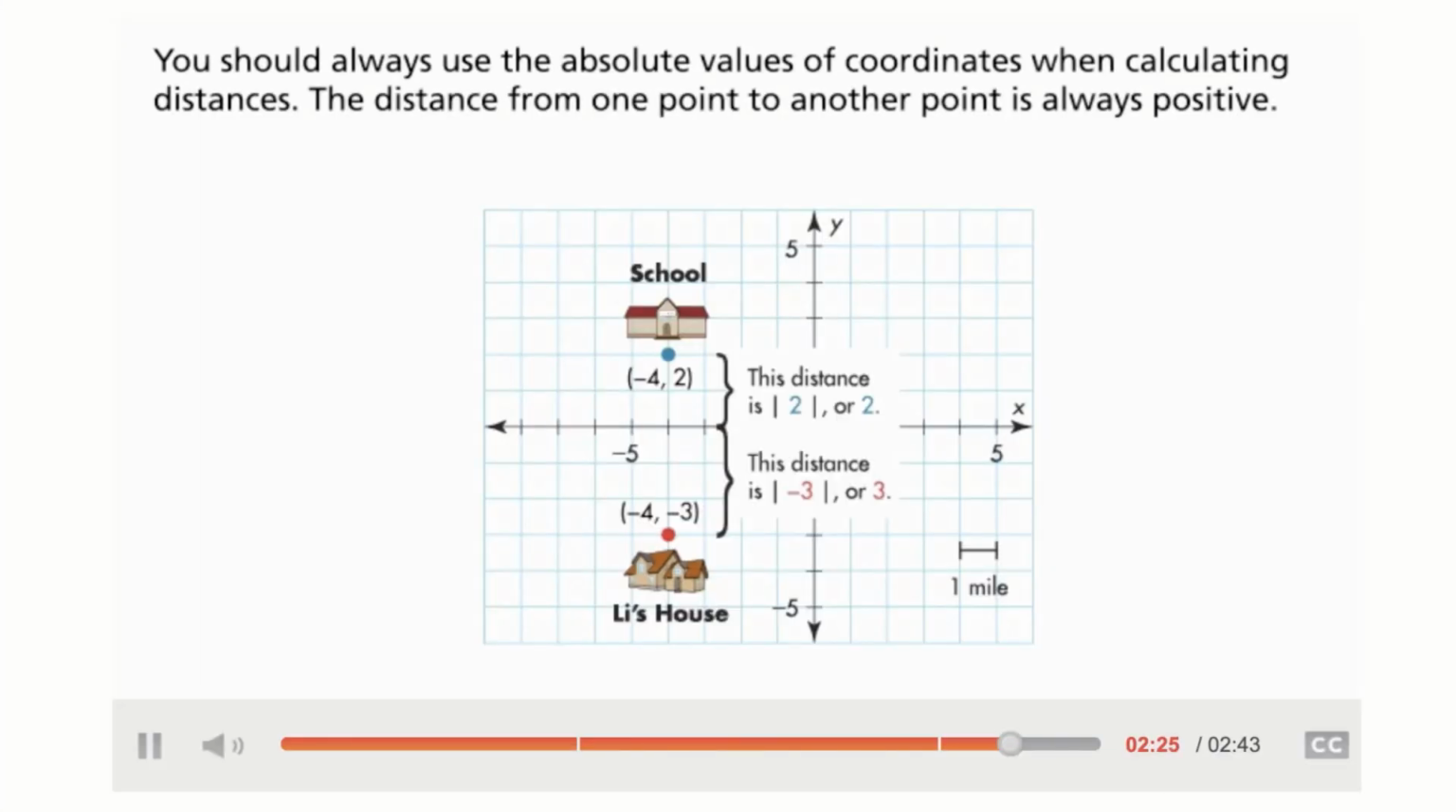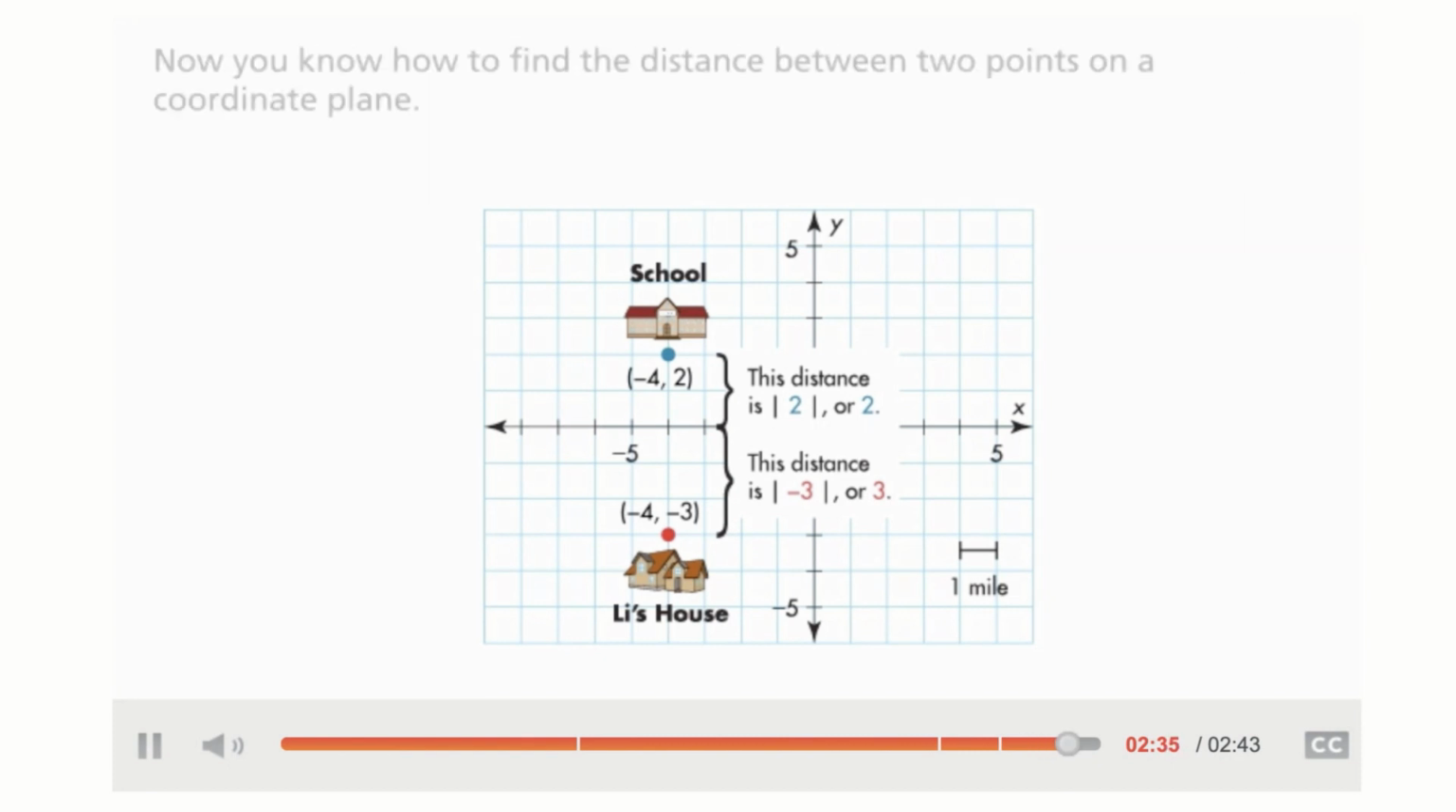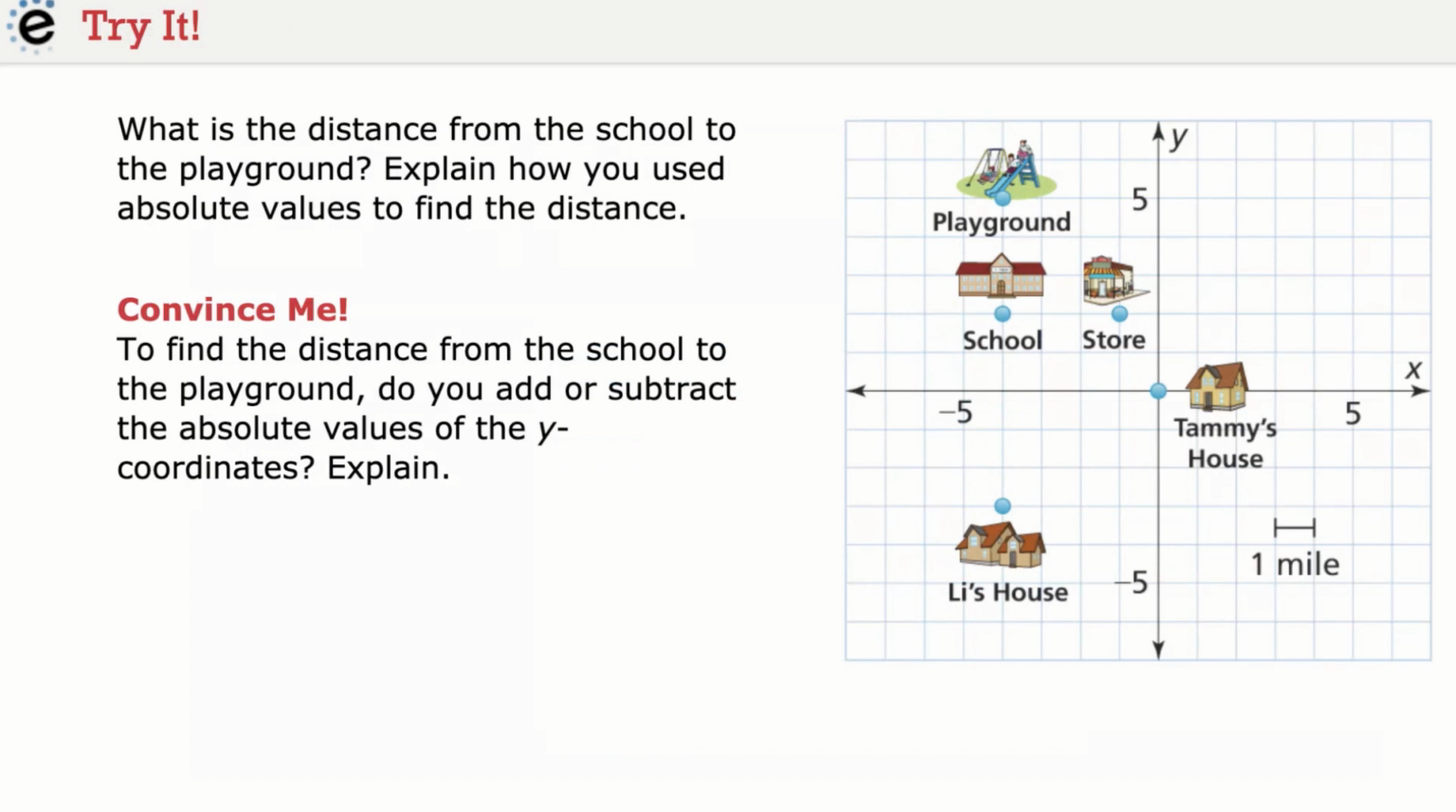You should always use the absolute values of coordinates when calculating distances. The distance from one point to another point is always positive. Now you know how to find the distance between 2 points on a coordinate plane. What is the distance from the school to the playground? Explain how you used absolute values to find the distance.